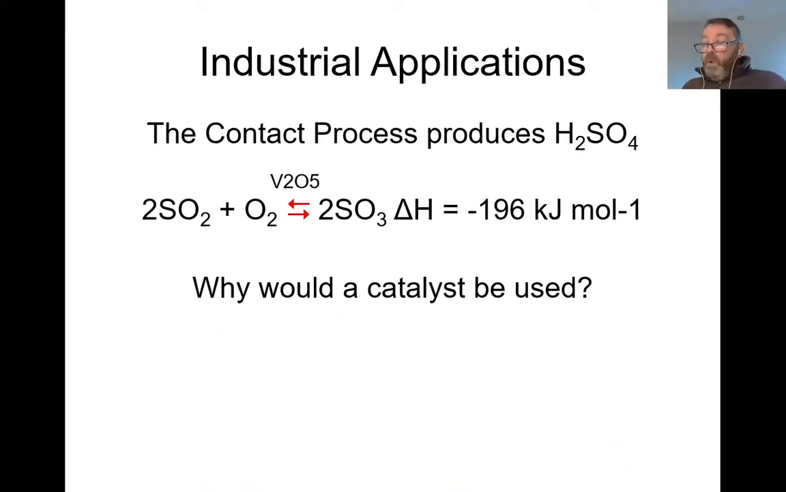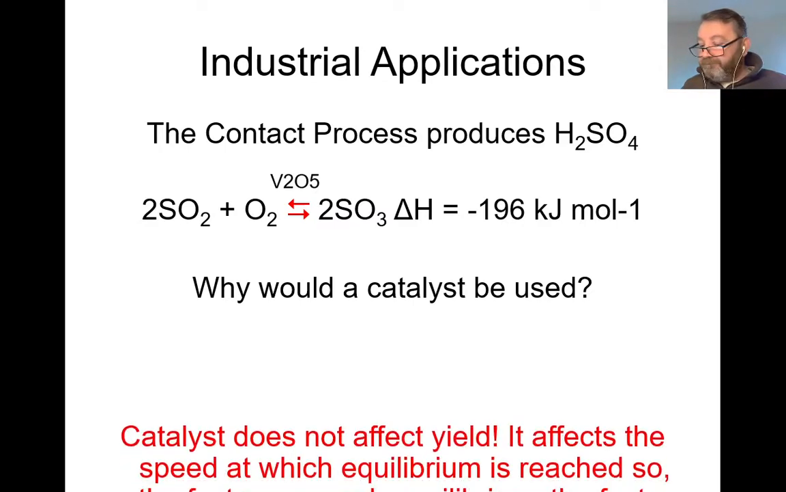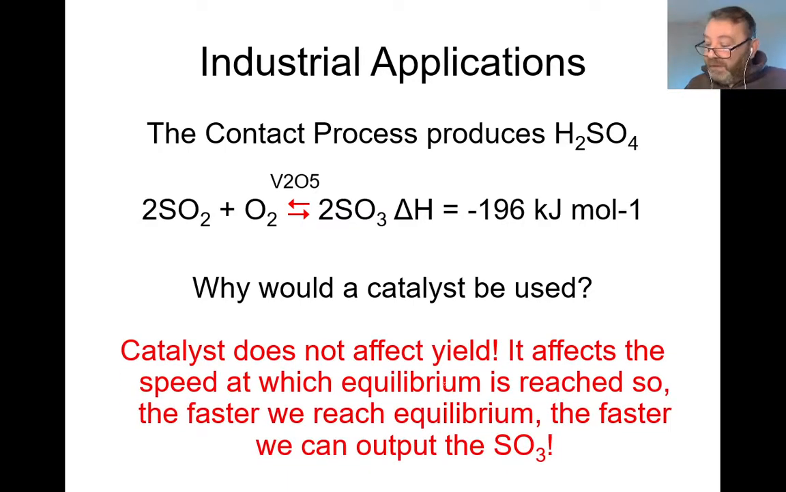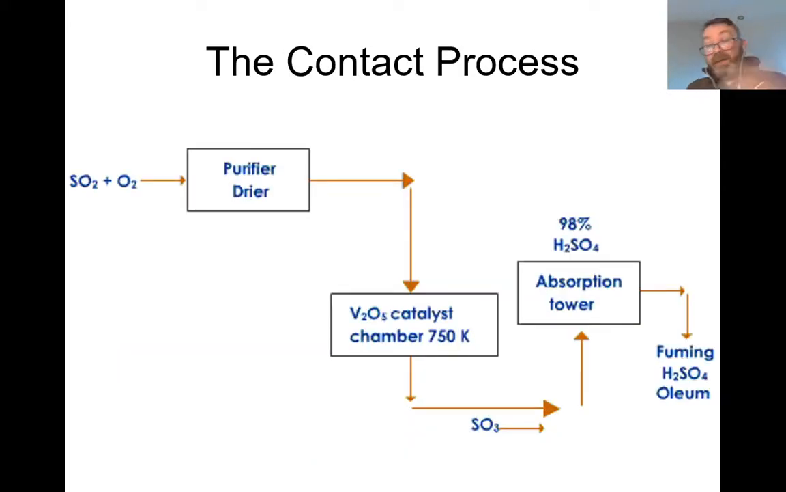Okay. Why would a catalyst be used? We've said this already. What does a catalyst do in terms of a dynamic equilibrium? It gets me to equilibrium very, very quickly. It doesn't alter the position, just gets me there. So the catalyst will get me there, and then we start to change the temperature and pressure to adjust the position of equilibrium to favor either, in this case here, SO3, or in the previous case of ammonia, NH3. So catalyst does not affect the yield. It affects the speed at which equilibrium is reached. That's extremely important. Okay, and there's your contact process.